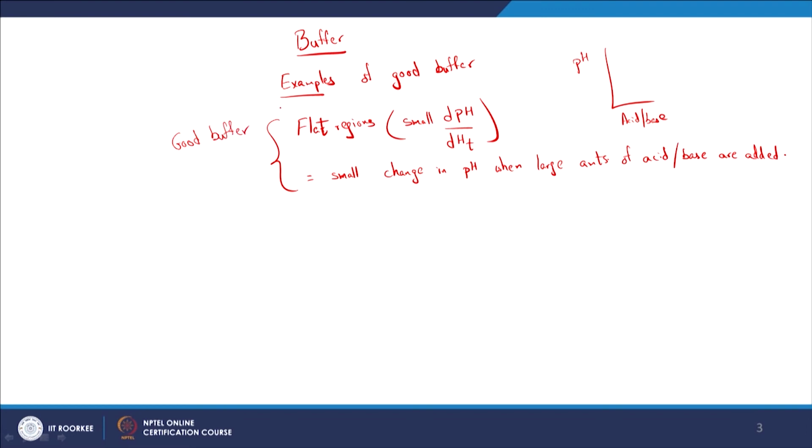So obviously, conversely, what does that mean? When we have steep portions, a steep change in pH, or high slope dpH by dHT, in those cases we see that the system acts as a poor buffer. So again, H total, not H, because this is a mistake that people make, thinking that it is a change in pH with change in H plus. No. Why is that?